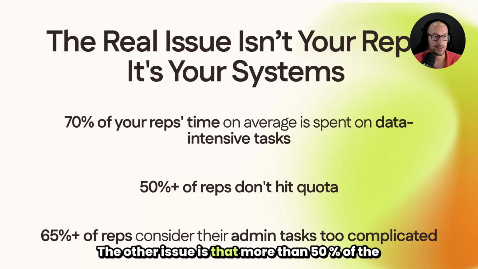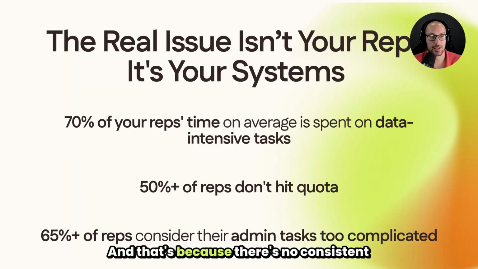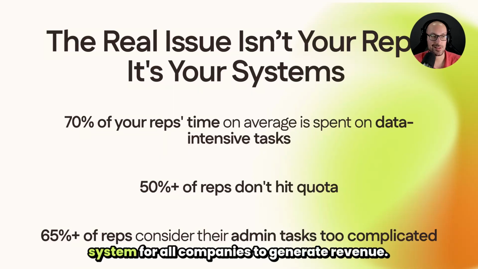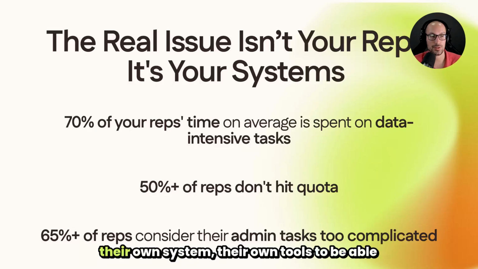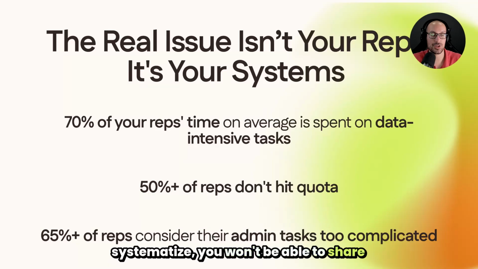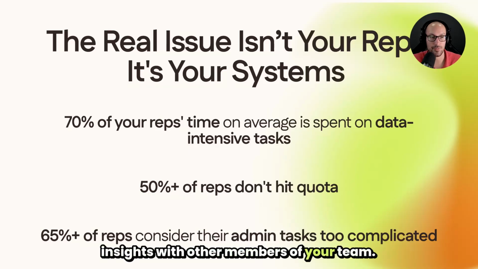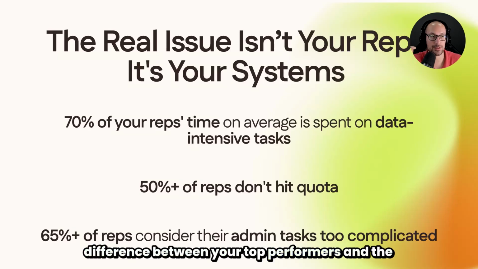The other issue is that more than 50% of the reps don't hit quota. And that's because there's no consistent system for all companies to generate revenue. So if each rep has their own process, their own system, their own tools to get leads, you won't be able to systematize, you won't be able to share insights with other members of your team. And that's why you will see a huge difference between your top performers and the ones that are not hitting quota.